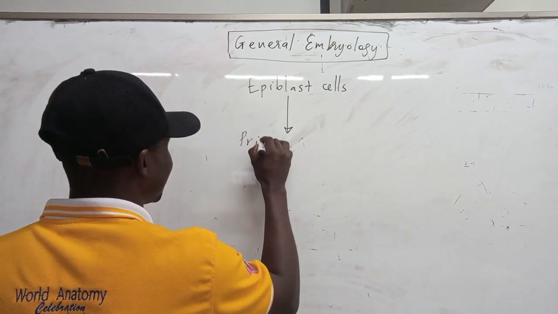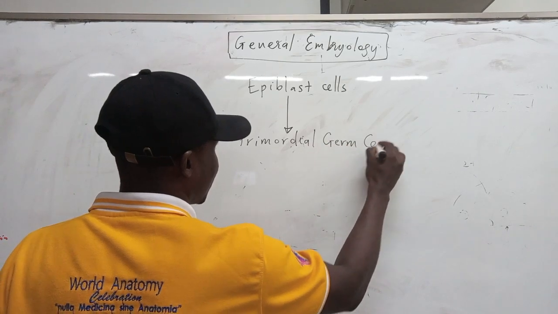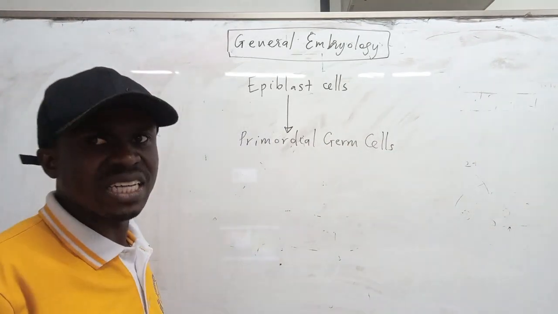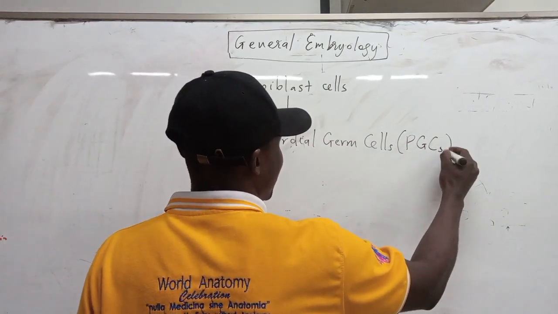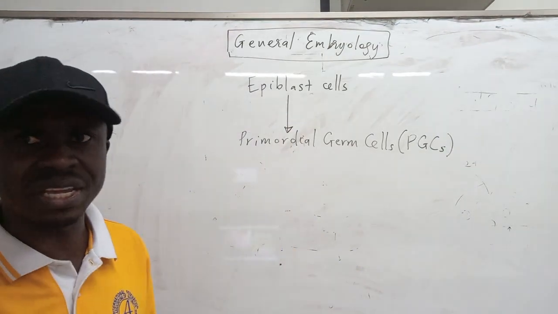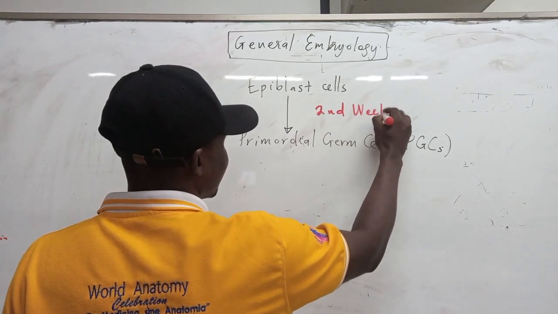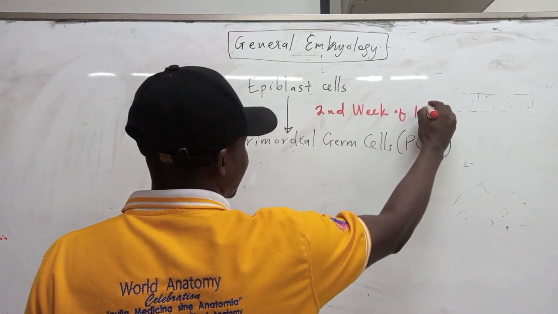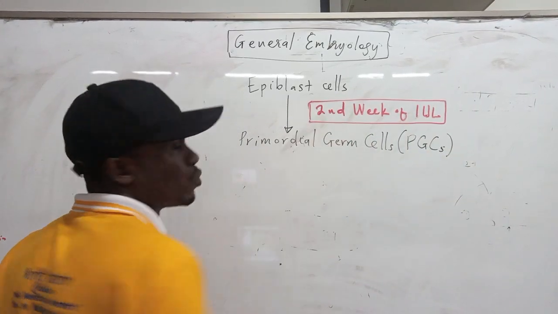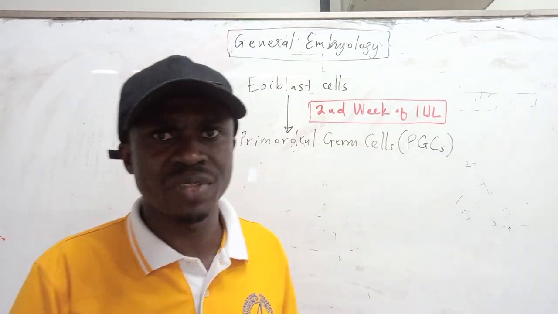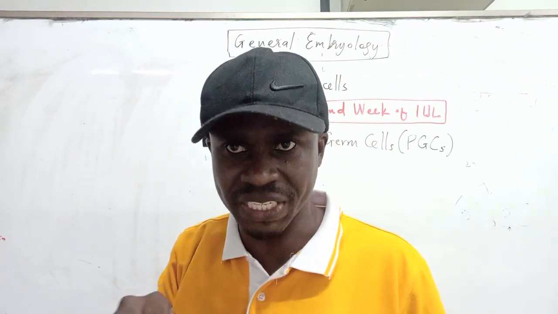Primordial germ cells. So something we may simply call the PGCs, primordial germ cells. And what did I say? Which week? We are talking about the second week of intrauterine life. So around the second week of intrauterine life, with the help of the epiblast cells, we get the primordial germ cells.